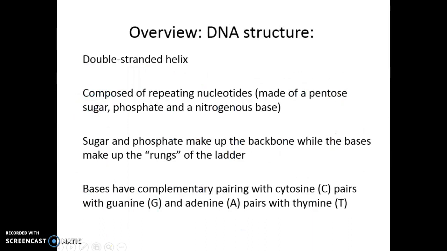So, overview. DNA is a double-stranded helix, like I mentioned, that you see on that previous slide. It is composed of repeating nucleotides. There are your three components of DNA. The sugar and the phosphate make up the backbone, while the bases make up the rungs of the ladder. And you have that complementary pairing, cytosine with guanine, adenine with thymine.